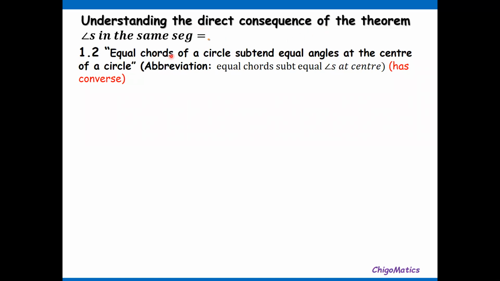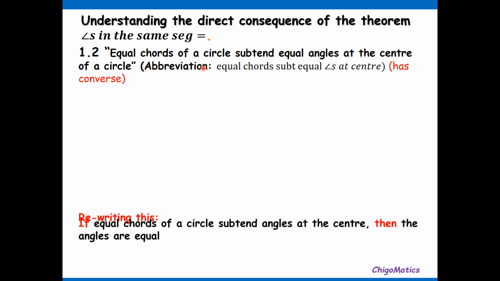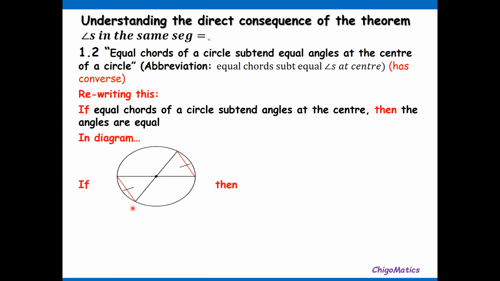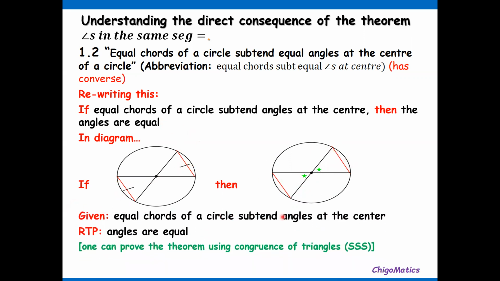Then when it comes to 1.2, a direct consequence of the main one: equal chords of a circle subtend equal angles at the center of a circle. And again, this has a converse. Rewriting it, if equal chords of a circle subtend angles at the center, then the angles are equal. In a diagram, here we have these two equal chords. This is the center. Then we are simply saying these angles are the same, right? The converse would be if we are told that these two angles are equal, then you can conclude that the chords are the same. So the given represents the hypothesis. The required to prove is the conclusion.